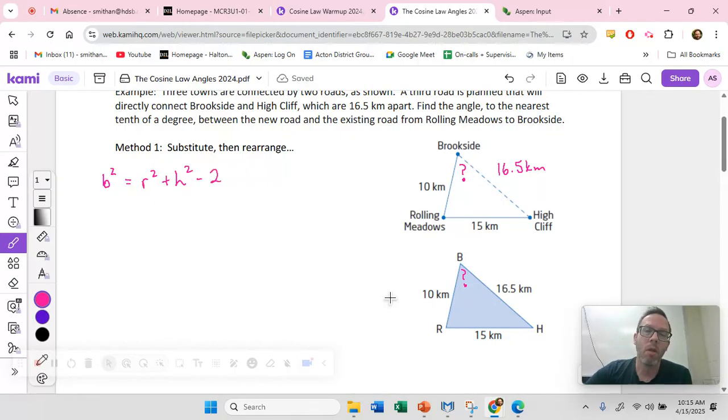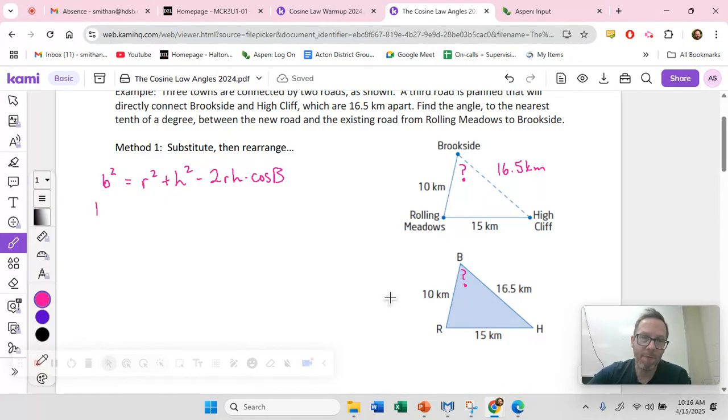R squared plus H squared minus 2 times R times H times the cosine of angle B is how we would set it up. In this equation, we know side B, side R, and side H. The only thing we don't know is cosine B, so we can solve for it. In this first method, we're going to plug in all we know, and then solve for cosine B afterwards. So here we go.